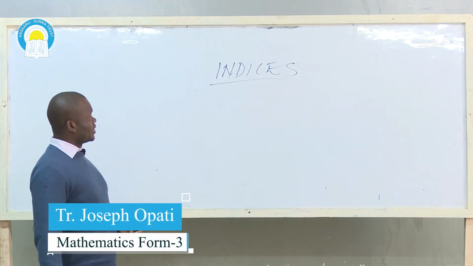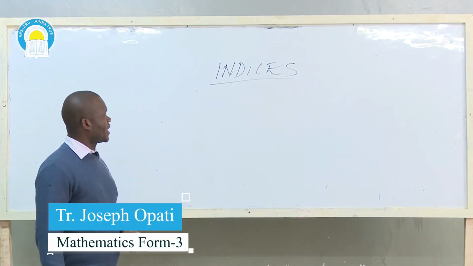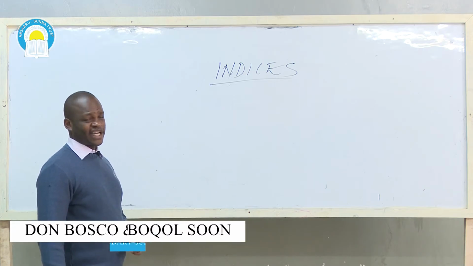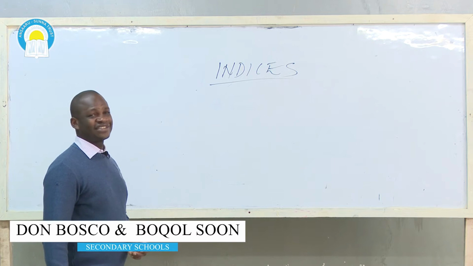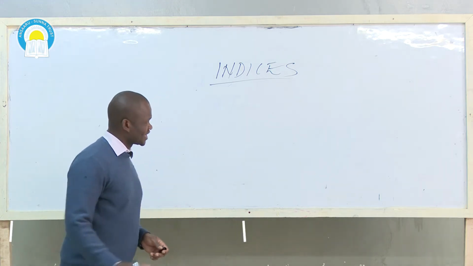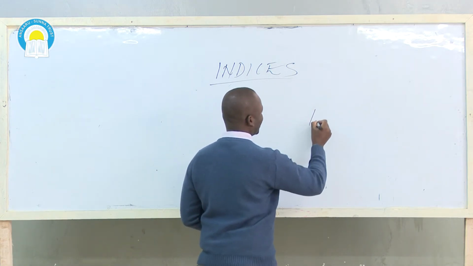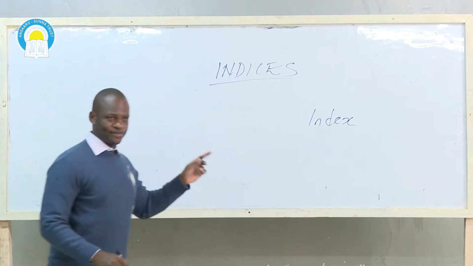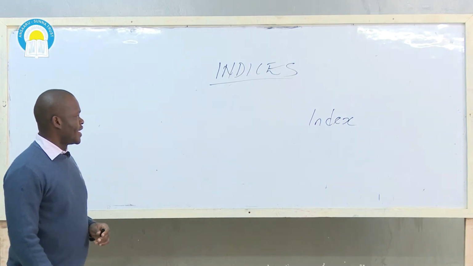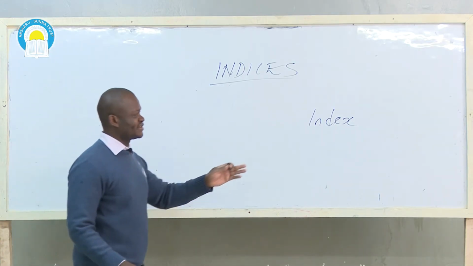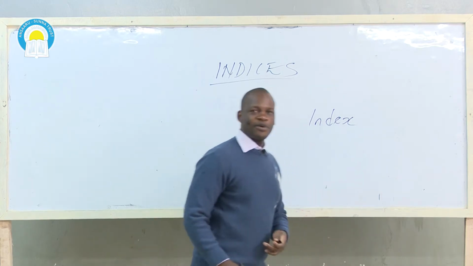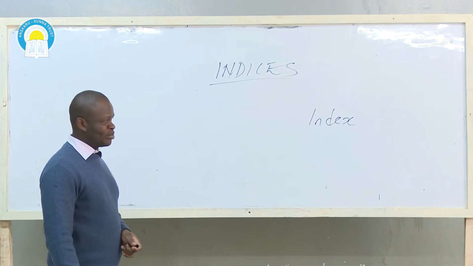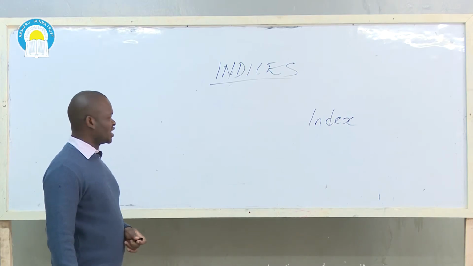Now, we want to first of all begin by clarifying what indices are. Of course, indices is the plural of what? Index. So one is index. When there are many, we call them what? Indices. Now, an index is just a form which a particular number can assume. I'm going to give a small illustration.